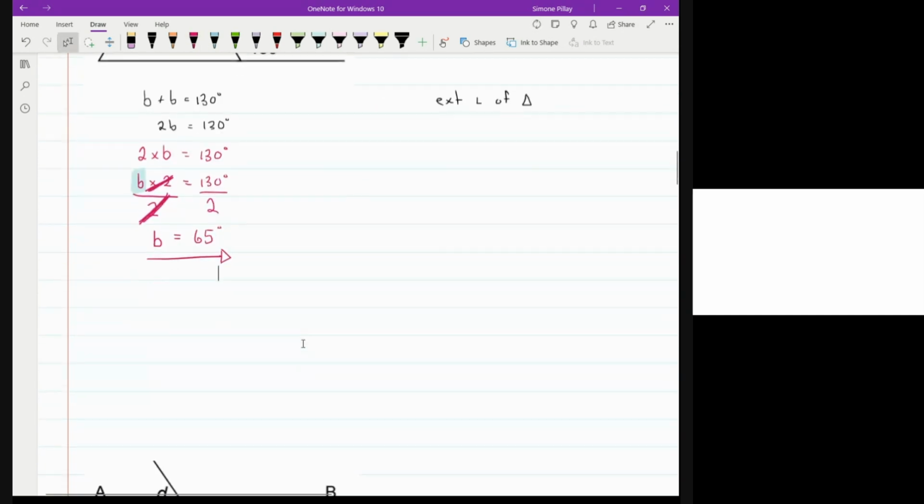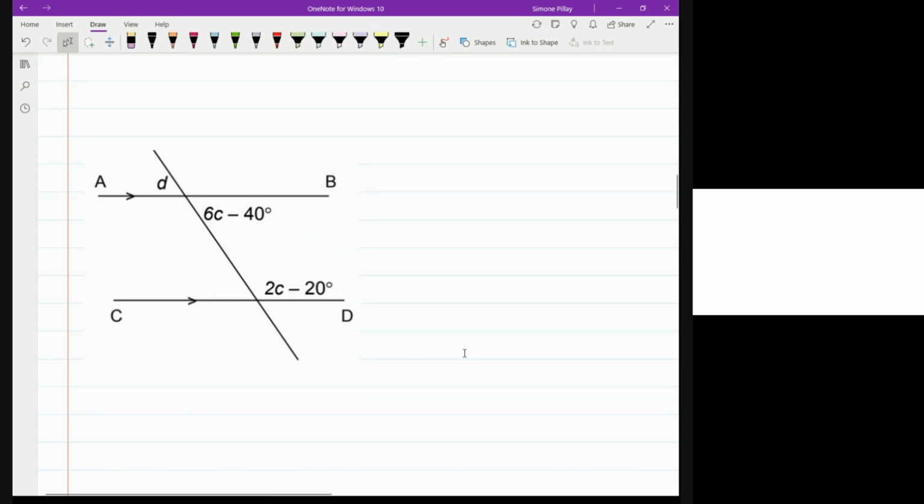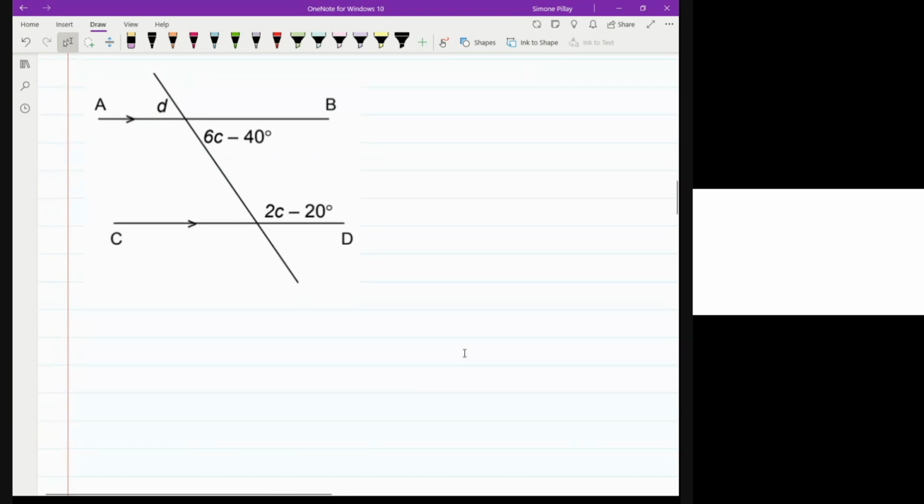Okay, we're looking at a slightly more complex one. We have 6c minus 40 as this one angle, and we have 2c minus 20 as this angle. Let us see who wants to answer. Itandile, you wanna try, or did you have a question? I want to try, ma'am. Okay.